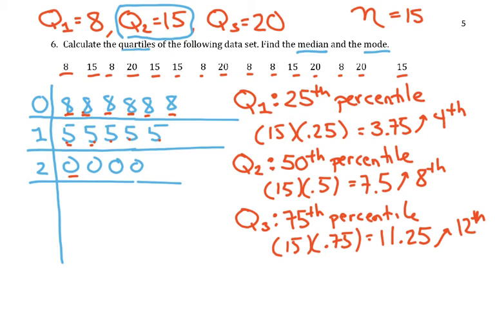So the last thing we need to find is the mode, and I suppose that is the number 8 because it occurs 6 times, 15 occurs 5 times, and 20 occurs 4 times.